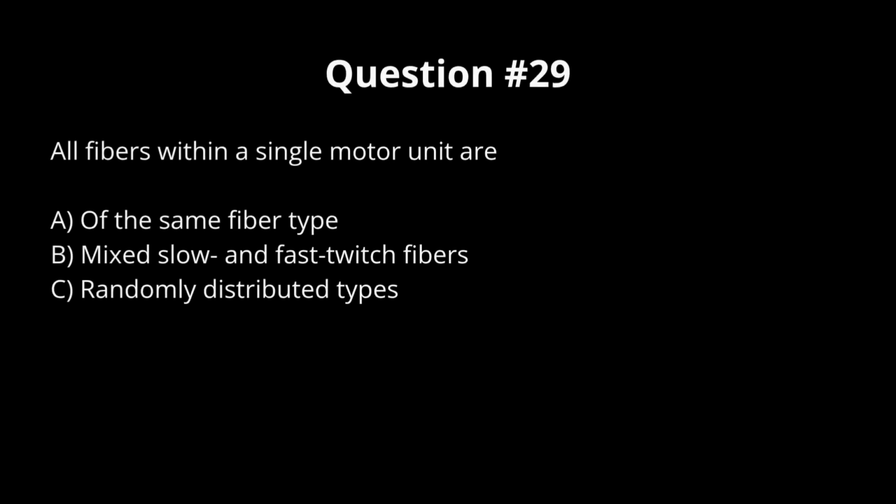Question number 29. All fibers within a single motor unit are: A. Of the same fiber type, B. Mixed slow and fast twitch fibers, C. Randomly distributed types. The correct answer is A. A motor unit contains fibers of one type, ensuring consistent contractile speed and energy system usage.